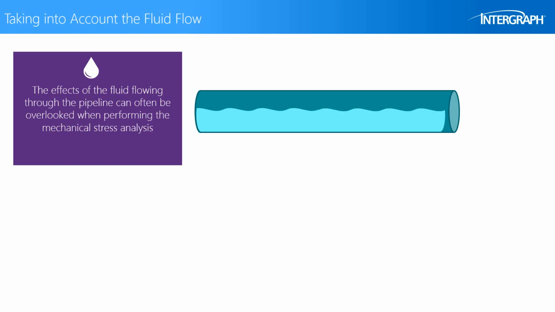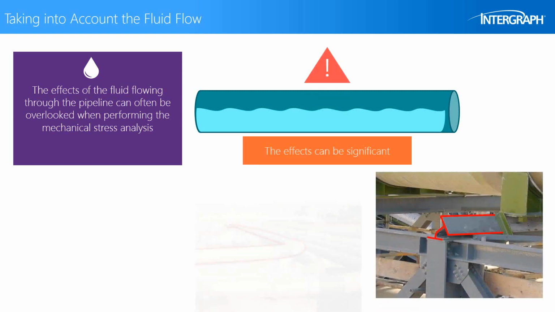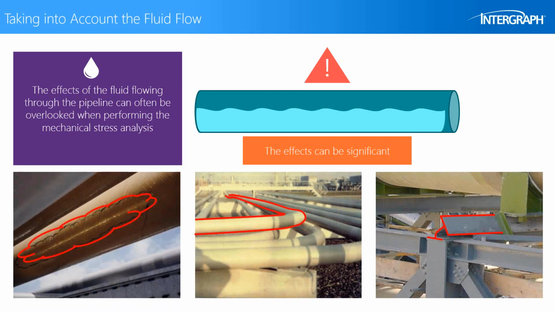The effects of the fluid flowing through the pipeline can often be overlooked when performing the mechanical stress analysis of a piping system. However, the effects of the fluid flowing through the piping system can often be significant. As we can see here with a few images, we have a few situations which have occurred which are, shall we say, not desirable.